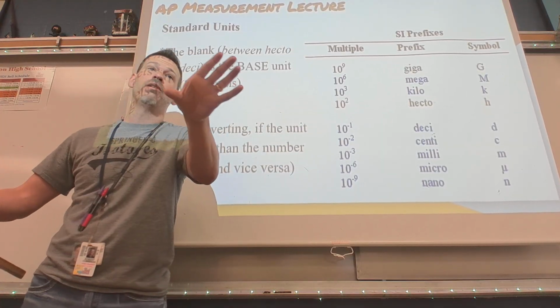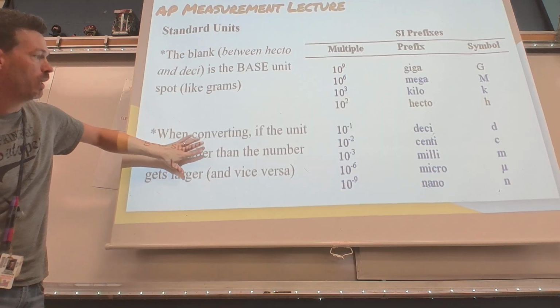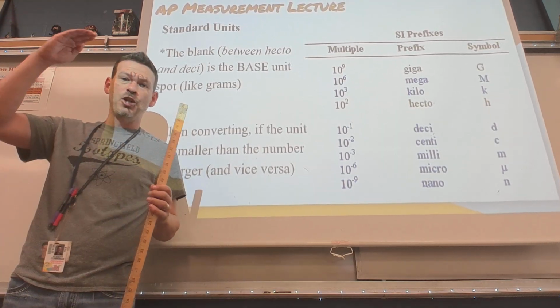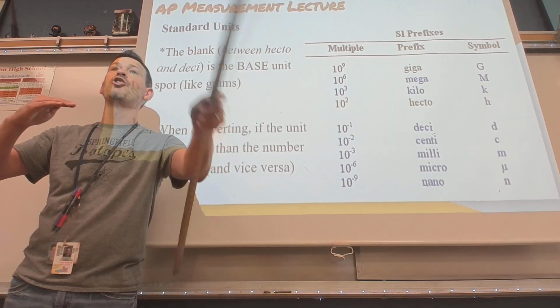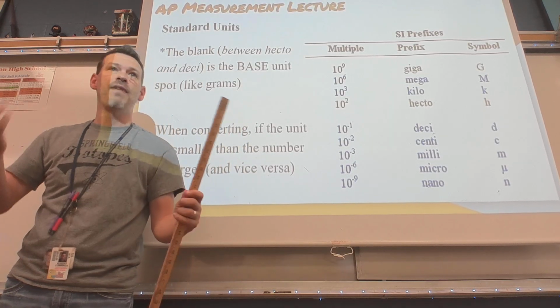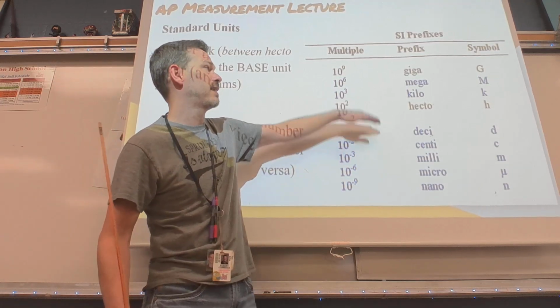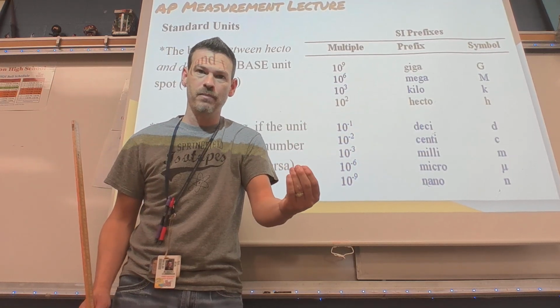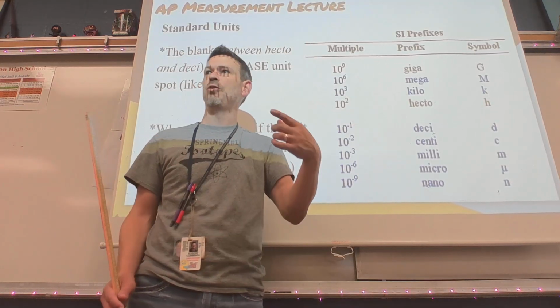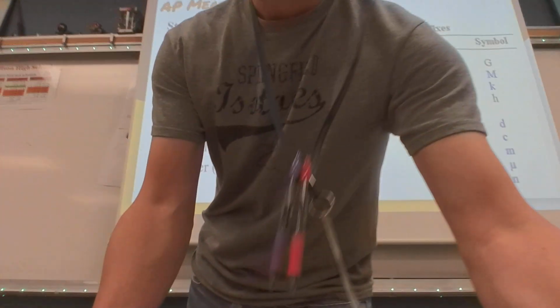And that's important because of this rule here. If you're doing a conversion and your unit's getting smaller, that means your number has to get bigger. And vice versa, meaning if your unit gets larger during the conversion, the number gets smaller. And we slide decimals to do this. Let me show you what I mean.